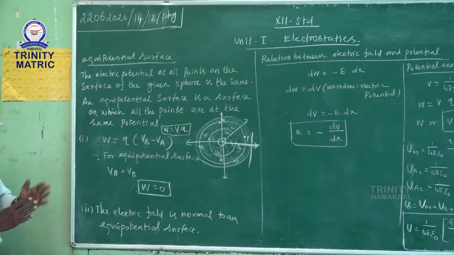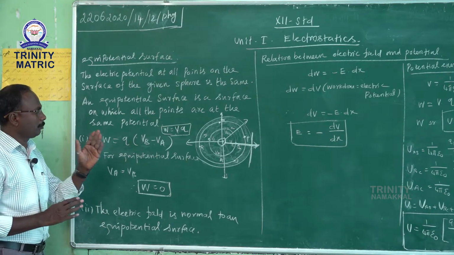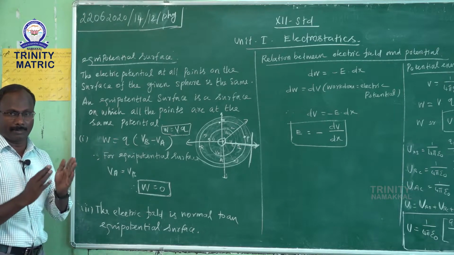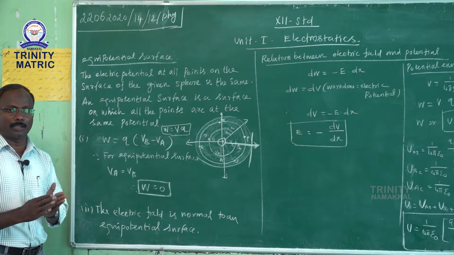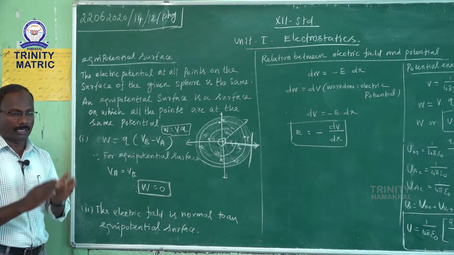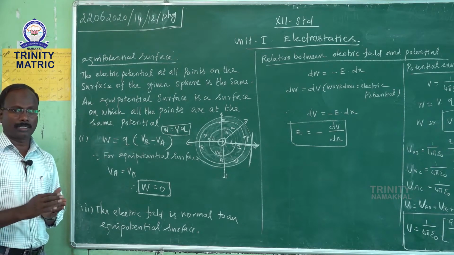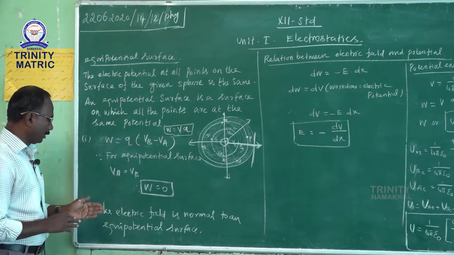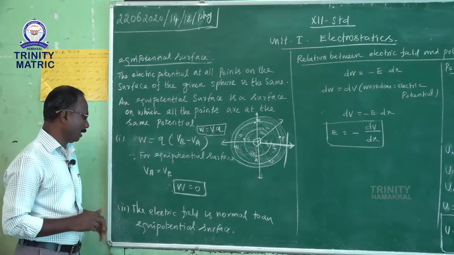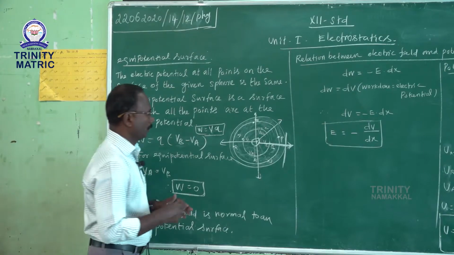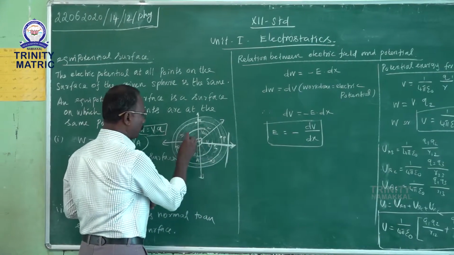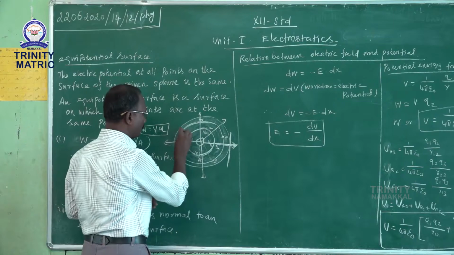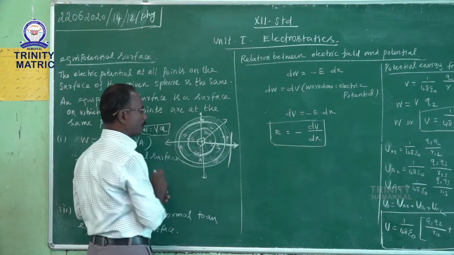So recall again. All the points on the sphere having the same electric potential is said to be an equipotential surface. For an equipotential surface, the work done is 0 between any 2 points. Then the electric field is normal to an equipotential surface. But in this sphere having the different electric potential.